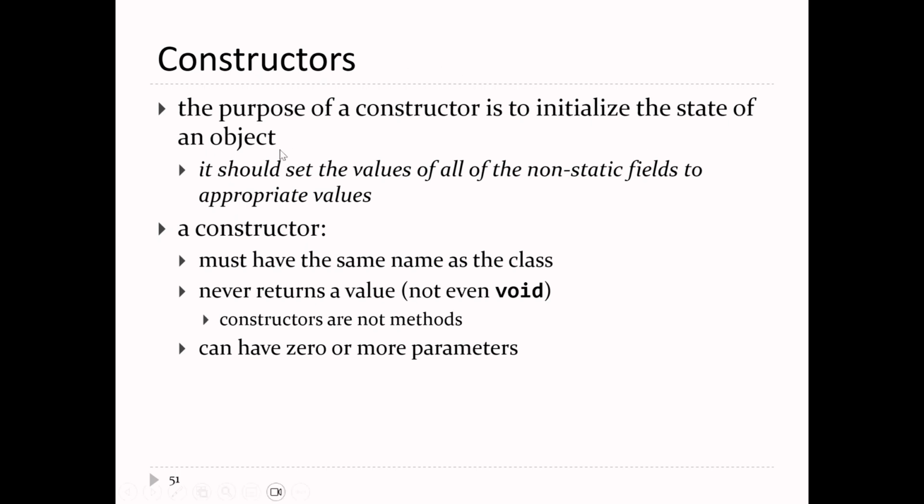So all constructors should always set the values of all of the non-static fields to appropriate values. You look in your class, you look at what variables you have, and your constructor should set those variables to some well-defined values. What does your constructor look like? It always has the exact same name as the class. It never returns a value. It can have some parameters, 0 or more. So they look like methods, but they don't return a value. Similarly, you don't have a choice on their name. They must have the same name as the class.